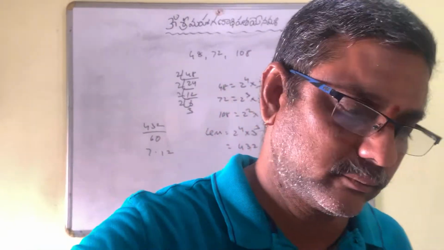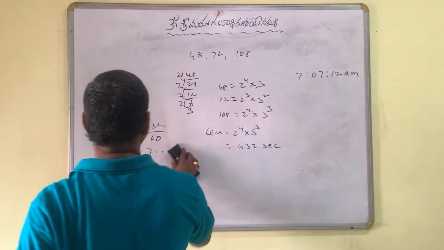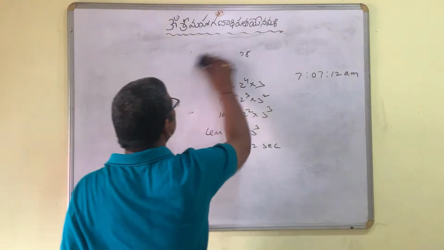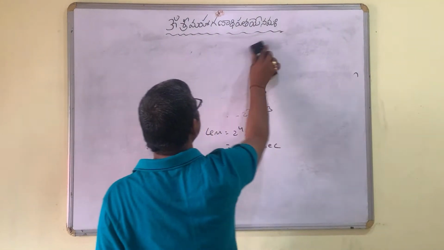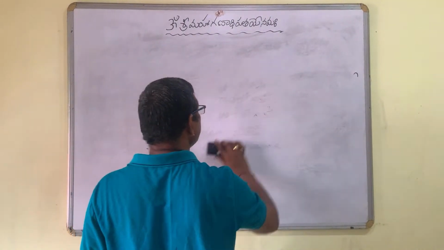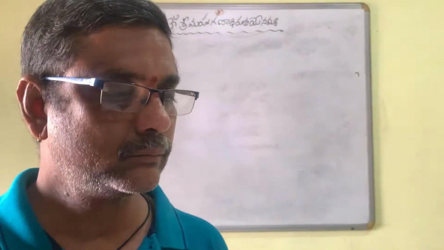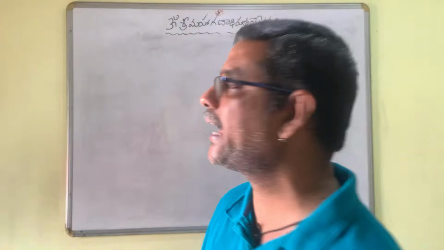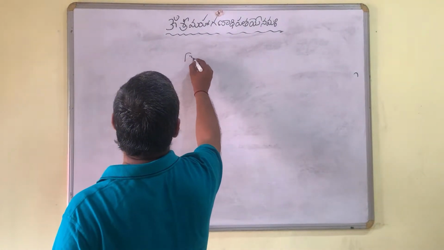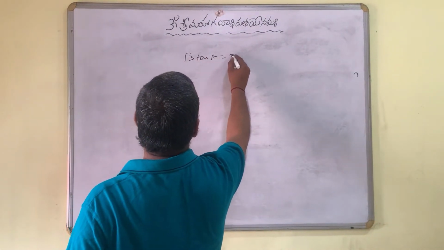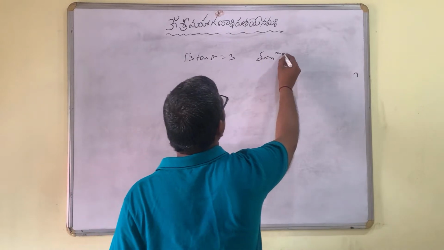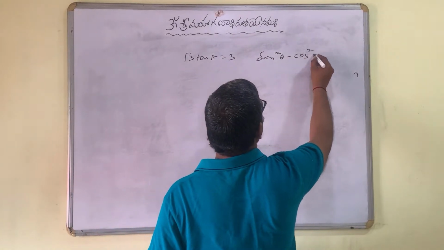Next question. ఈ క్వశ్చన్ కూడా మాక్సిమం తప్పు చేశారు. √3 tan A is 3 and he is asking to find out sin square theta plus cos square theta.